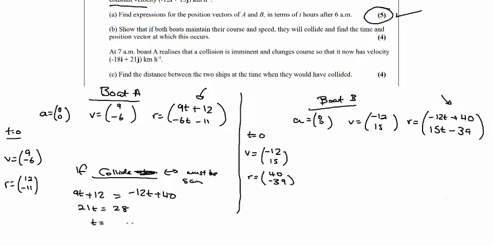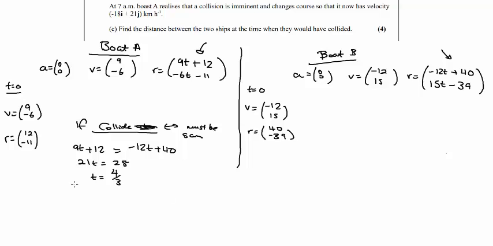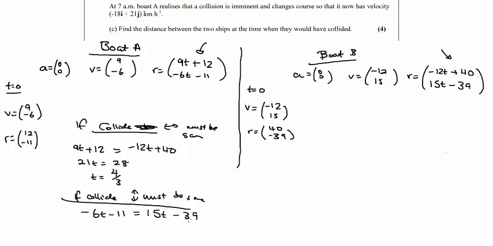So what's that going to equal? It's going to be 4 over 3, isn't it? Yeah, 4 over 3. Now we check. God, I'm overcomplicating this. You could either put t equals 4 over 3 into each and see what it equals, or you can just say if they collide, the vertical components must be the same. Not written in the best way, but hopefully that makes sense. 15t minus 39.